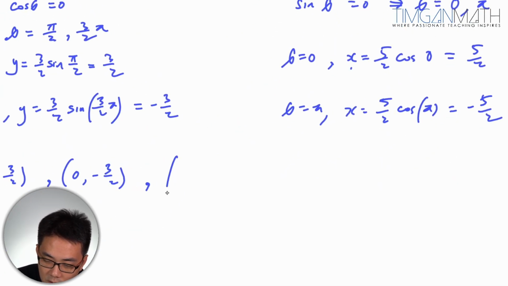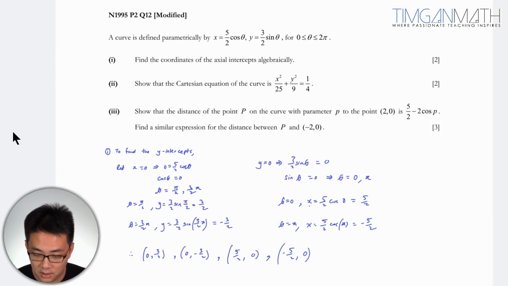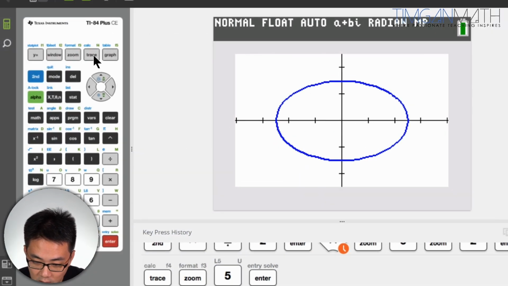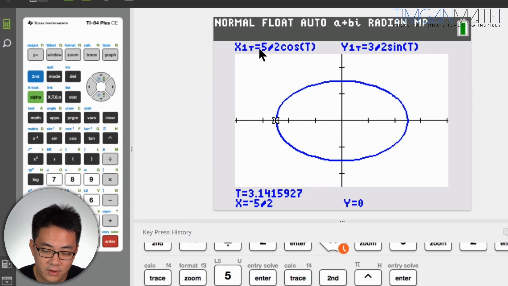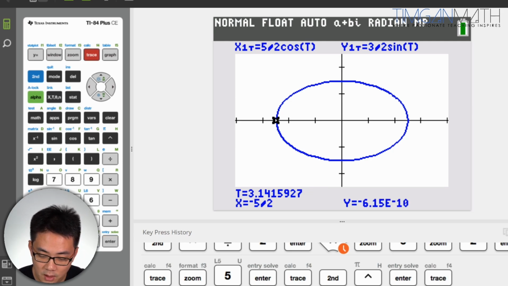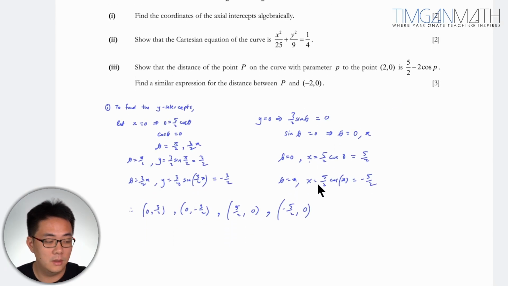So the x-intercepts will be 5 over 2 comma 0, and after which is negative 5 over 2, 0. Okay, so that's how we do the first part. Obviously, you could check your answer by clicking in pi, trace as pi, and you can check this negative 5 over 2. And also 0, so trace 0, you get that value there. Okay, so that's how you use a calculator to check.